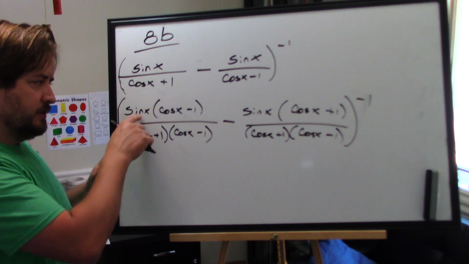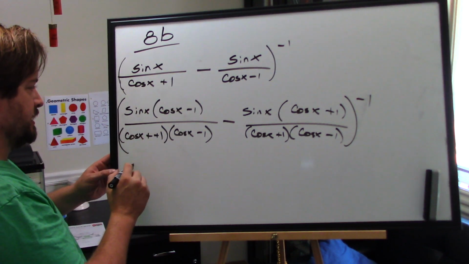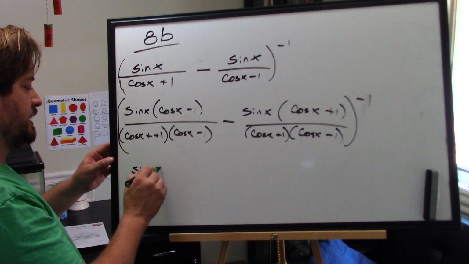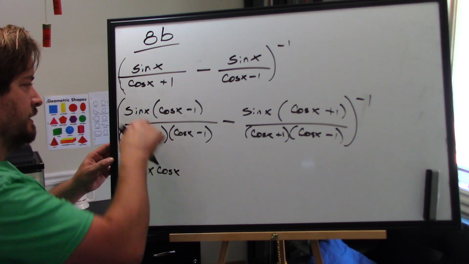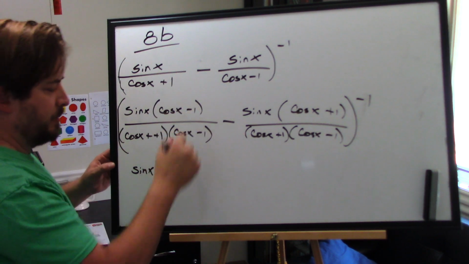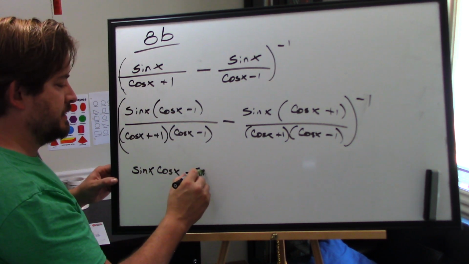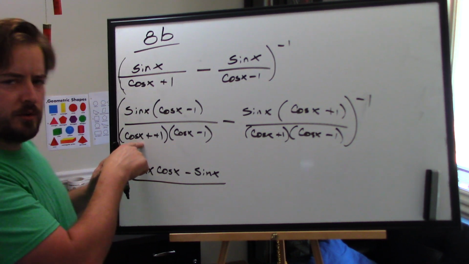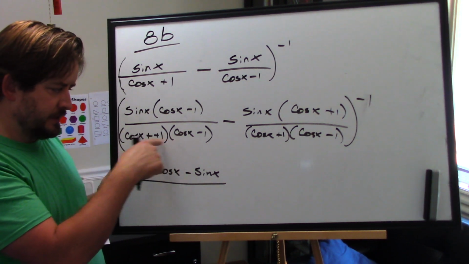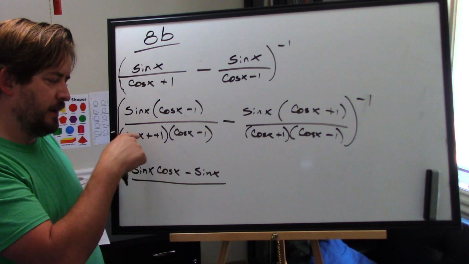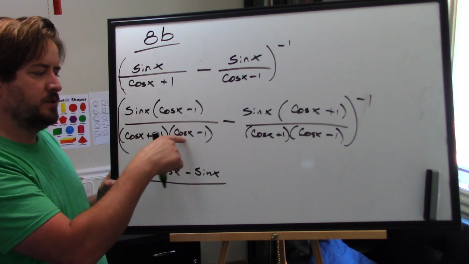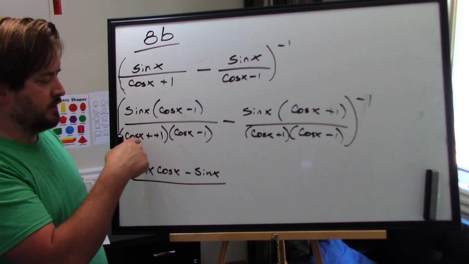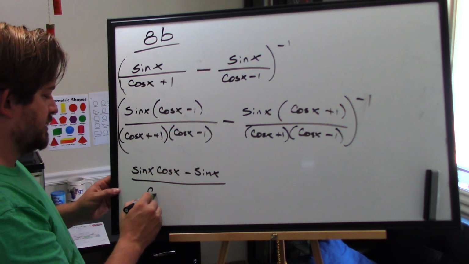So the next thing I'll do is distribute my signs. So this becomes sine of x times cosine of x, so I'll just write it sine x cosine x. Sine x multiplied by minus 1 is minus sine of x. All over that denominator. And I'm just going to multiply this here. You can see this is the stage where it's nice to have it in this format. Cosine x plus 1 times cosine x minus 1, that's going to be the difference of two squares. That's going to end up being cosine squared of x minus 1.